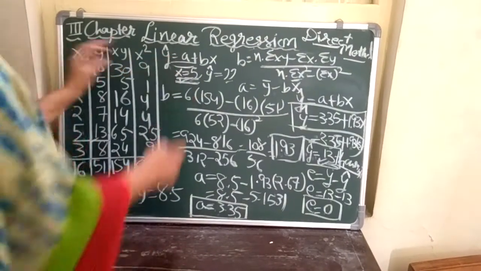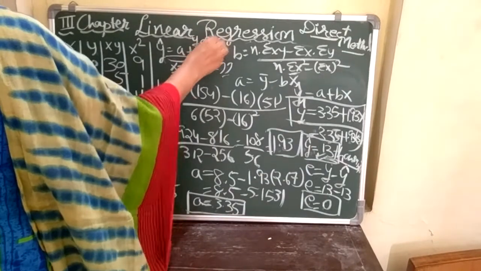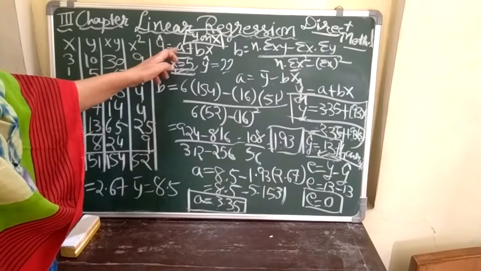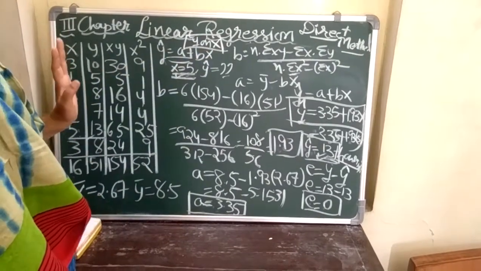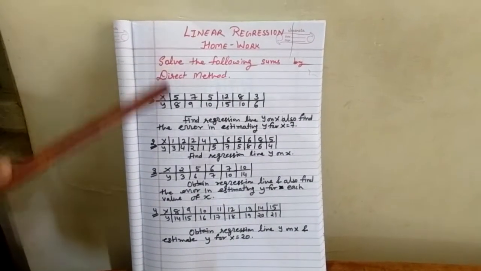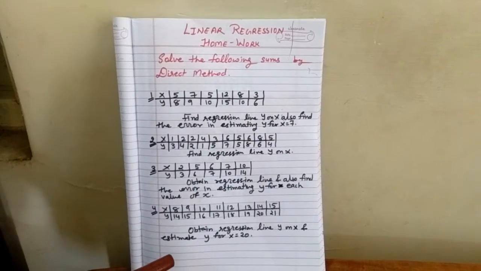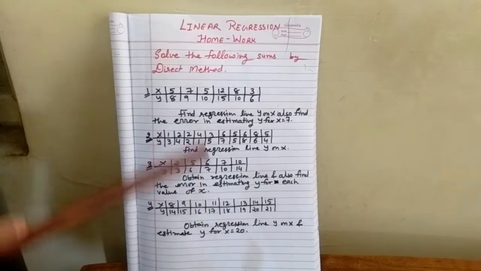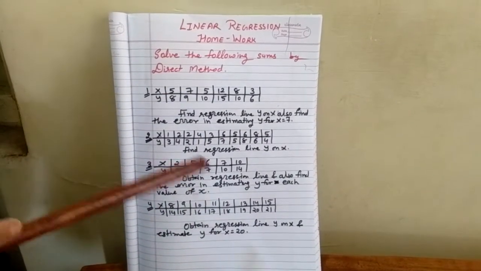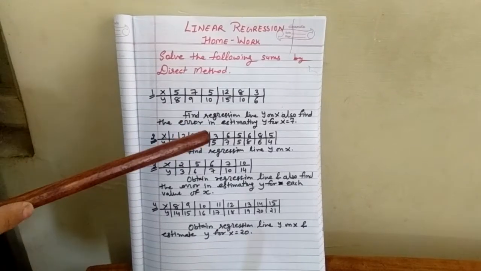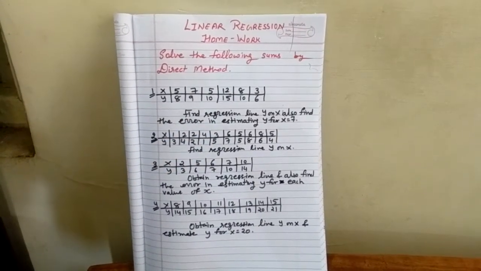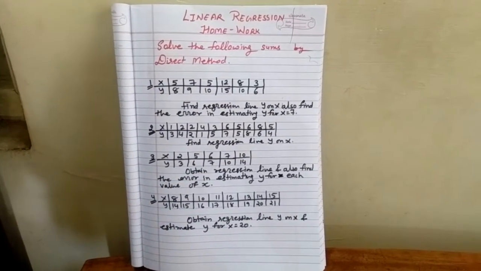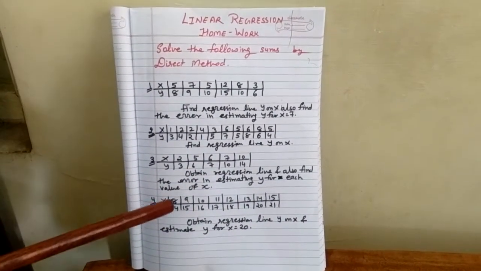Now this regression line we call the y on x regression line, that is estimated y is equal to a plus bx. Now this is the homework for you today: 4 sums, all 4 sums you are supposed to do with the direct method only. Like in some questions the x value will be given and you are supposed to find the estimated value of y, sometimes along with error, or sometimes only the y on x regression line. Solve this, try it.